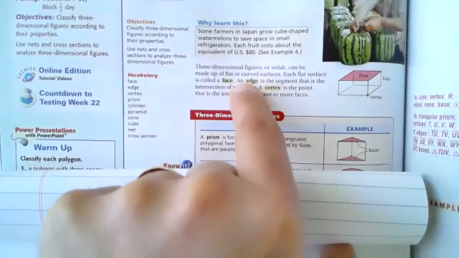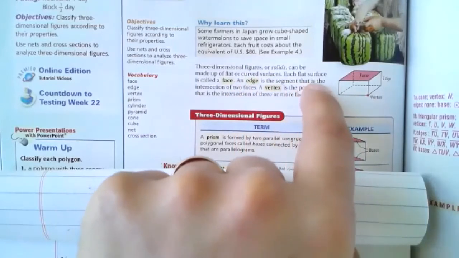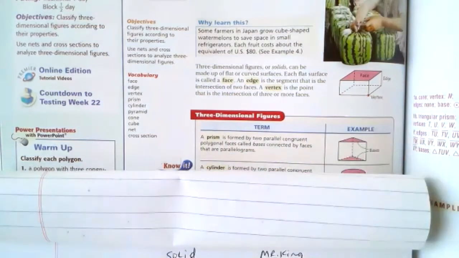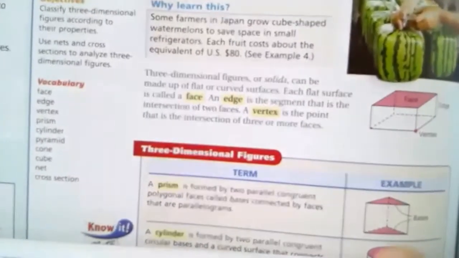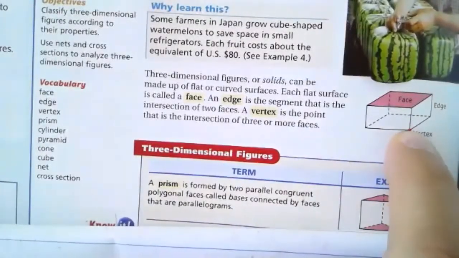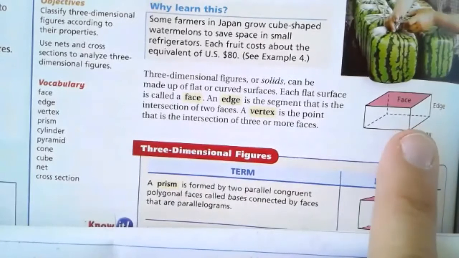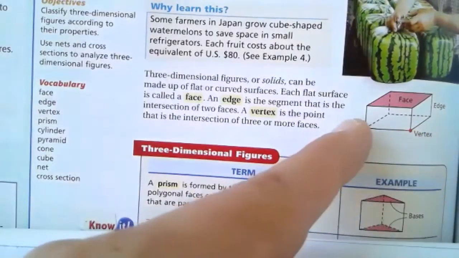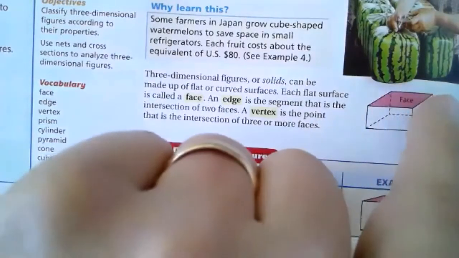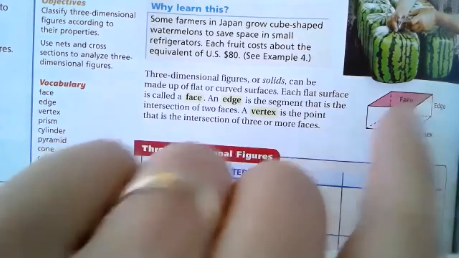And let's move on. It says an edge is the segment that is the intersection of the two faces. If you notice there's a little red point on this shape, that's called the vertex. That's not what I'm talking about when I say edge. If you can touch it and it hurts to touch it, like if it's sharp right there, that's a vertex.